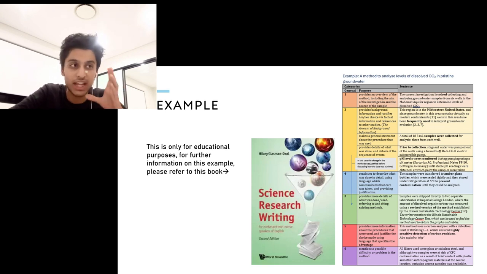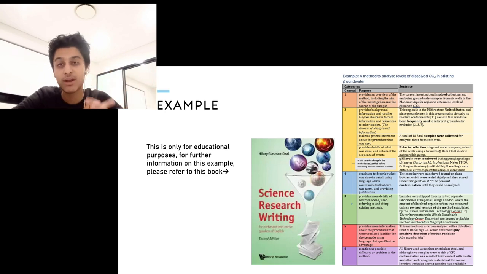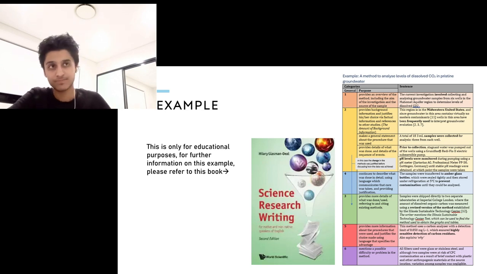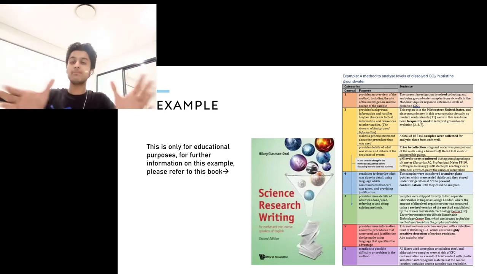And then 6, they mention a limitation. All filters used were glass or stainless steel, all the 2 samples were at risk of CFC contamination. So now, let's say I'm reading this paper and I'm like, oh, what happens if there was a risk of CFC contamination? What happens if those 2 samples were contaminated and they mucked up the entire data? Oh look, I've just got a new way of research. I can redo their experiment with much better equipment, and I can say, hey look, if there is a change, and that could be my scientific paper.